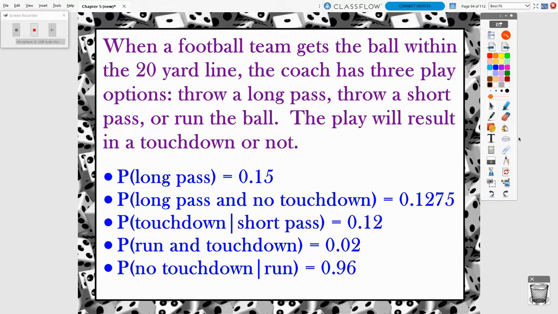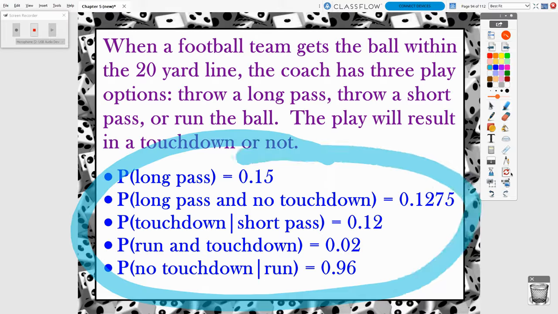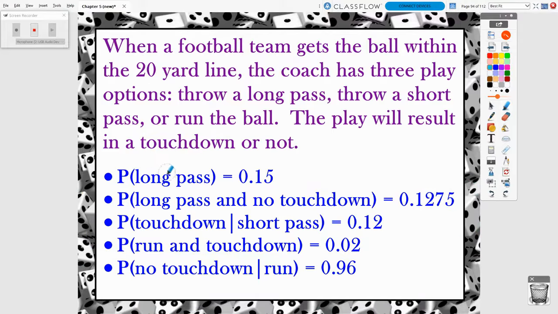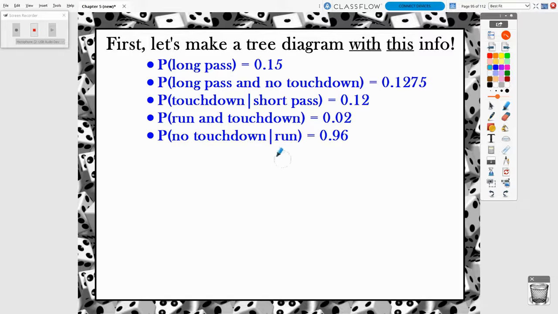All right? And so we're given some general probabilities about some of the situations that can occur here. The probability of throwing a long pass is 15%, throwing a long pass and not scoring a touchdown is 12.75%, the probability of getting a touchdown given that they did a short pass play is 12%. The probability of running the ball and scoring a touchdown is 2%. The probability of not scoring a touchdown, given that they ran the ball, is 96%. Holy cow. And so what we're going to do first is take those probabilities and start to make the tree diagram.